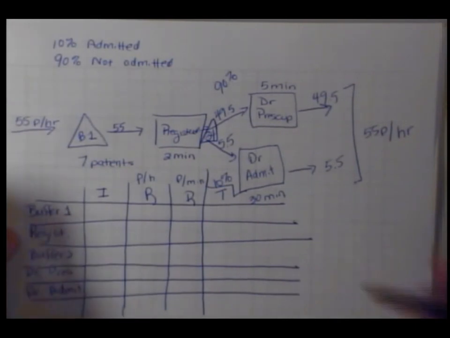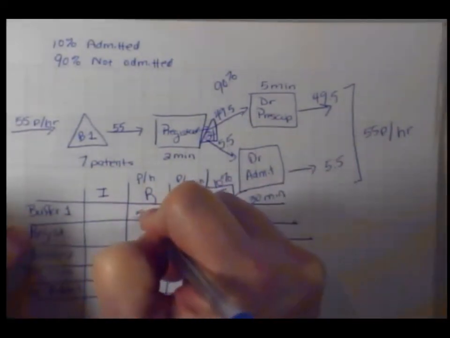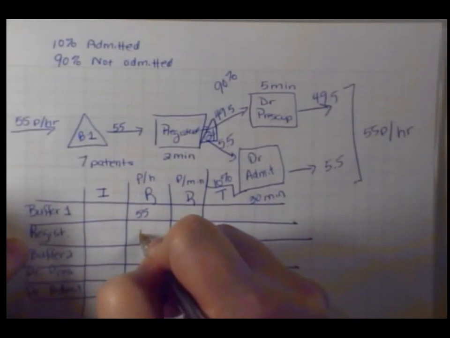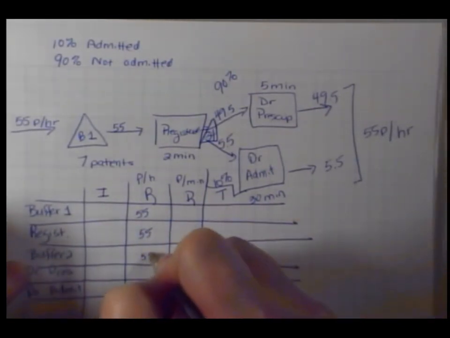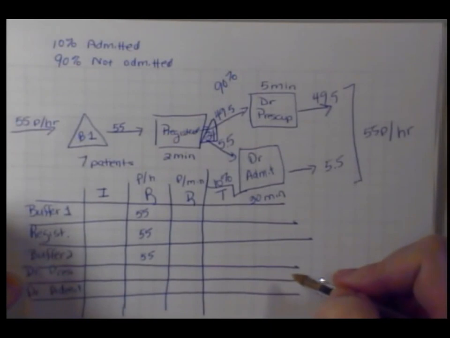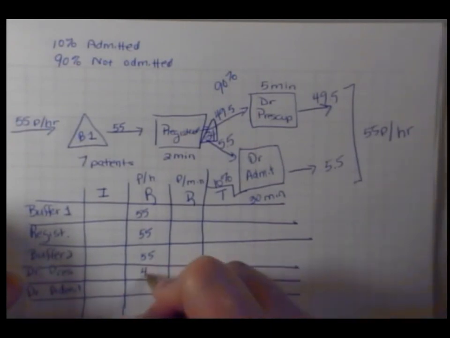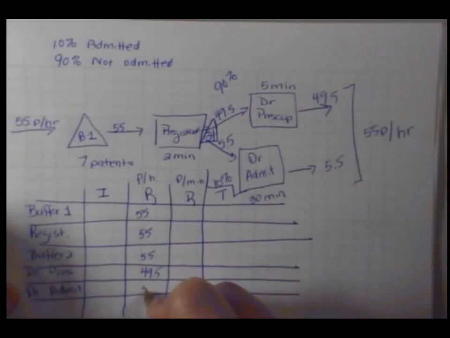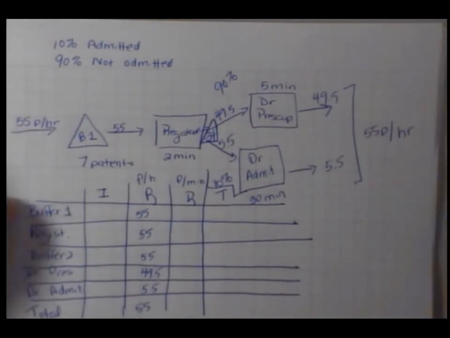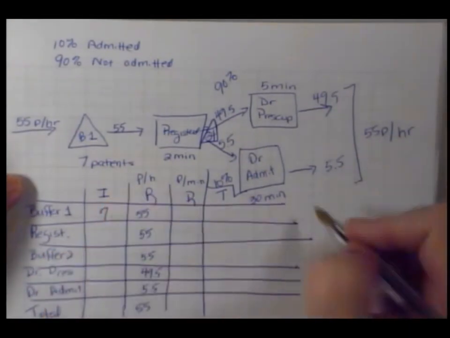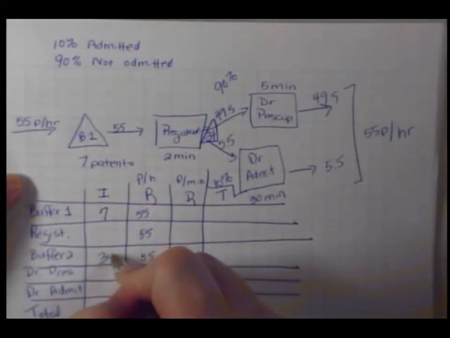Okay? So now I start to just fill in the information that I know, right? And so I know that at buffer 1, my throughput is 55 patients per hour. At registration, it's 55 patients per hour. At buffer 2, it's still 55 patients per hour. At doctor prescription, it's 49.5. And at doctor admit, it's 5.5. And I know that my total is 55 patients per hour. Right? Everybody tracking with that? Okay. Then in terms of inventory, at buffer 1, I know that I have 7. At buffer 2, I have 34.